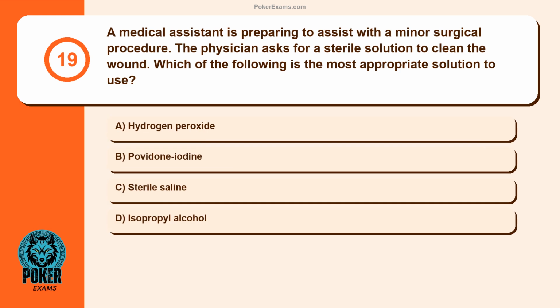Question 19. A medical assistant is preparing to assist with a minor surgical procedure. The physician asks for a sterile solution to clean the wound. Which of the following is the most appropriate solution to use? Hydrogen peroxide, povidone iodine, sterile saline, isopropyl alcohol.